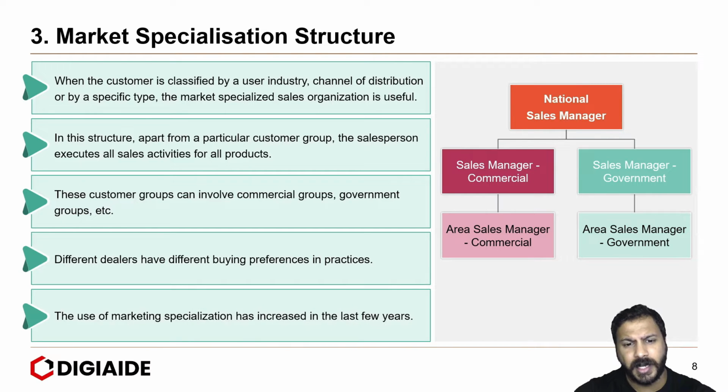The use of market specialization has increased in the last few years. Automobile companies typically supply their cars to governments, to commercial sectors and to customers. So they typically split their organizational sales structure into a market specialization structure.